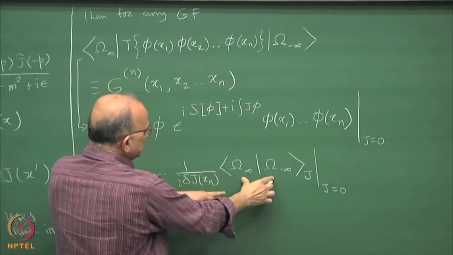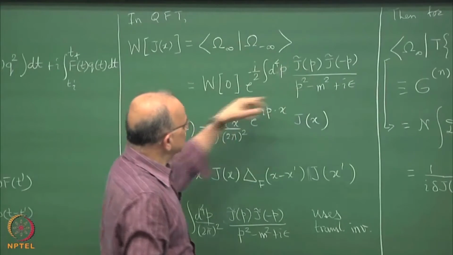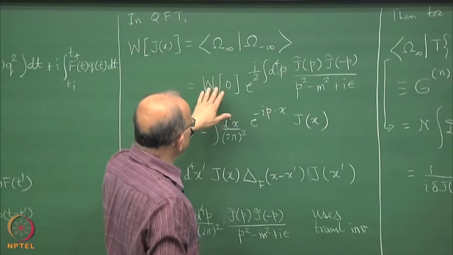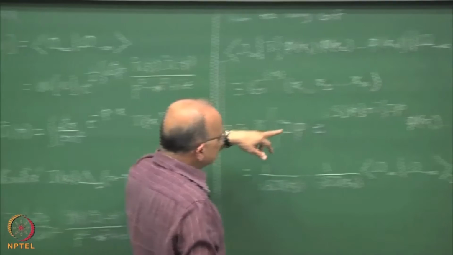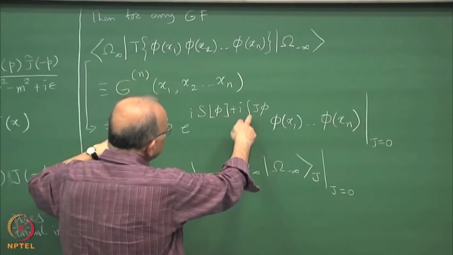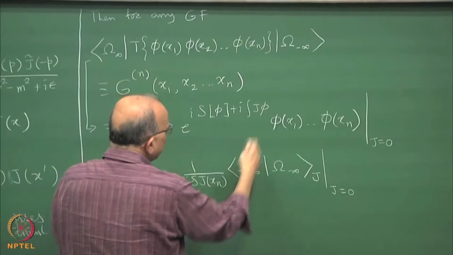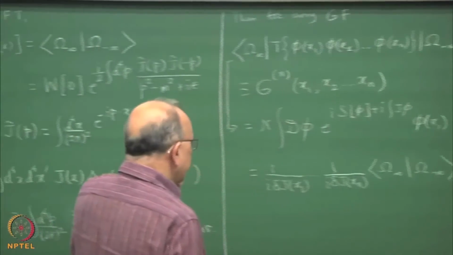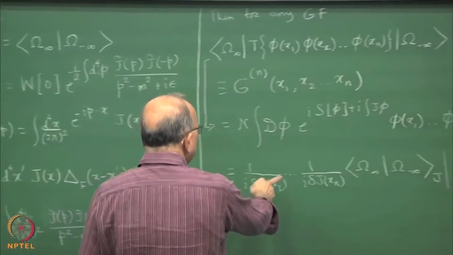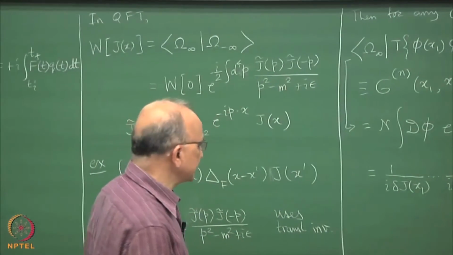This amplitude will not contain any phi's. This amplitude is this, right? It does not contain any phi because phi got integrated out. But there is a j dependence. So if I vary this with respect to j, it will bring down a phi at x1, it will bring down a phi. So I can populate this numerator by the required operators by acting with d by dj on this, right? Very standard trick for generating functions.